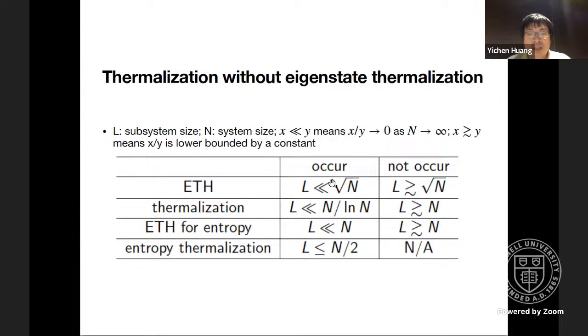Okay, so I will answer it in two steps. The first step is that I need to mention that all results in this work are probabilistic. That is, when I say something, it means that something occurs with high probability. In particular, we say that ETH occurs or doesn't occur means that it occurs for almost all eigenstates. And when we say it doesn't occur, it means that almost all states violate ETH. The same is true here for thermalization occurring or not.